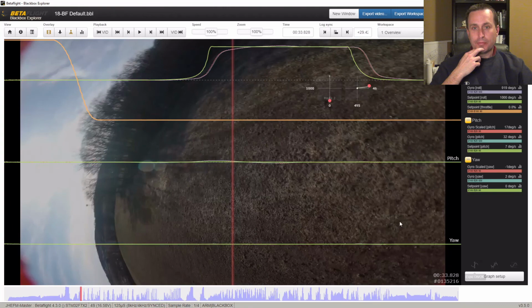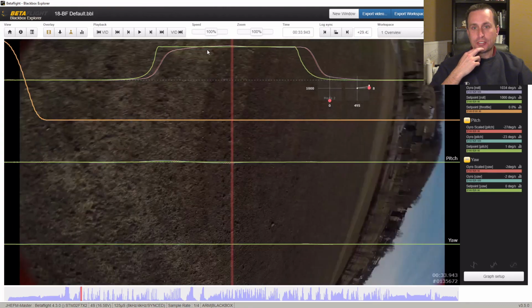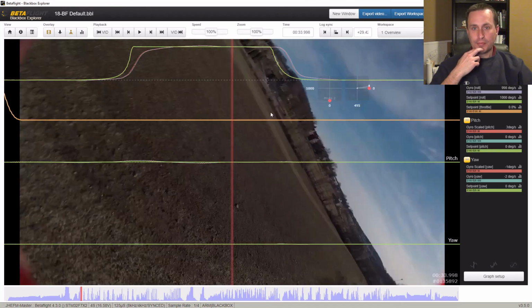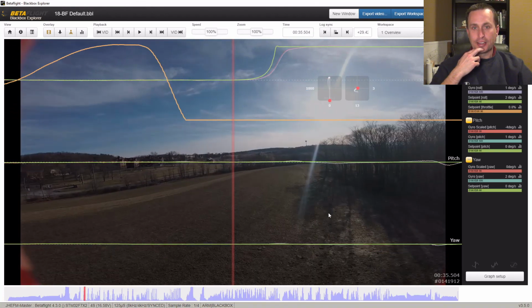Let's stick on this one. So here we don't have it so much. This is a roll move. And you can see here we have an overdamped condition there and some delay. It's overshooting up here, but it's not nearly as much. And then it's just a little bit better tracking.